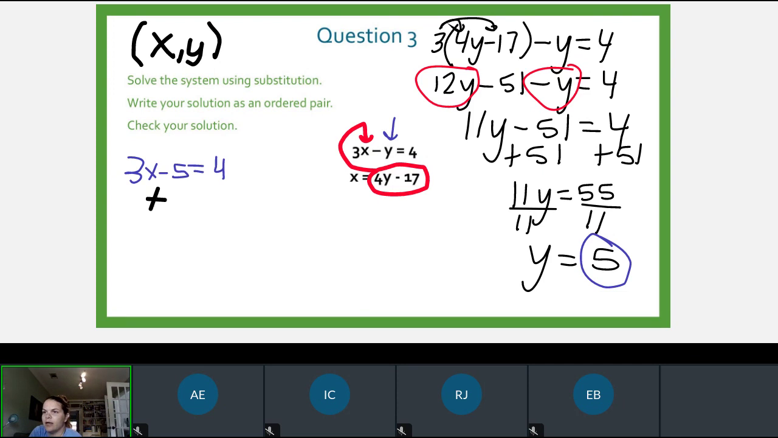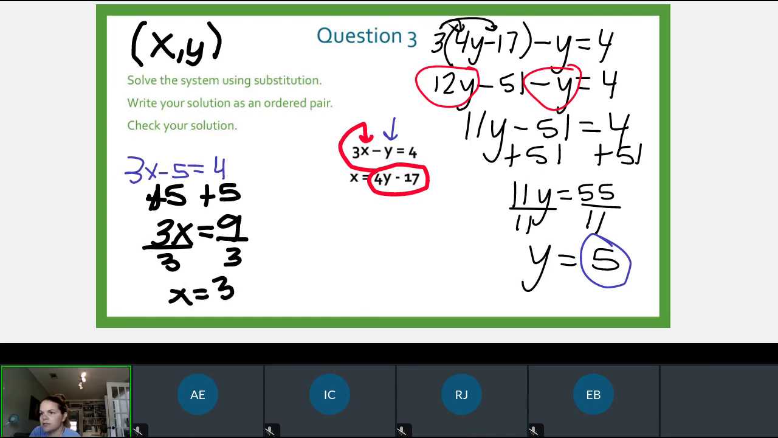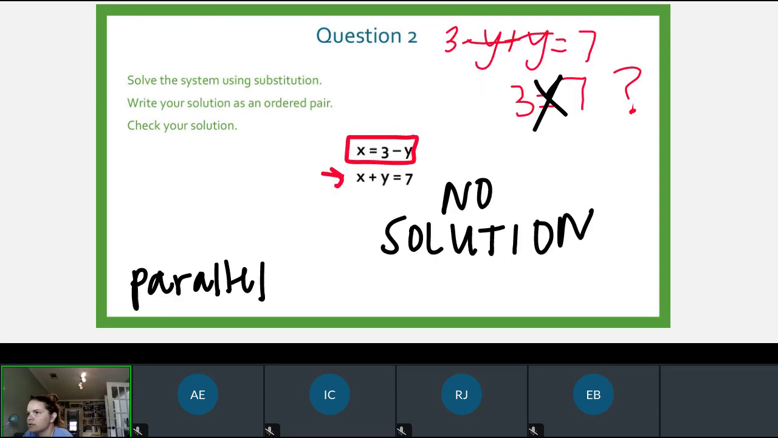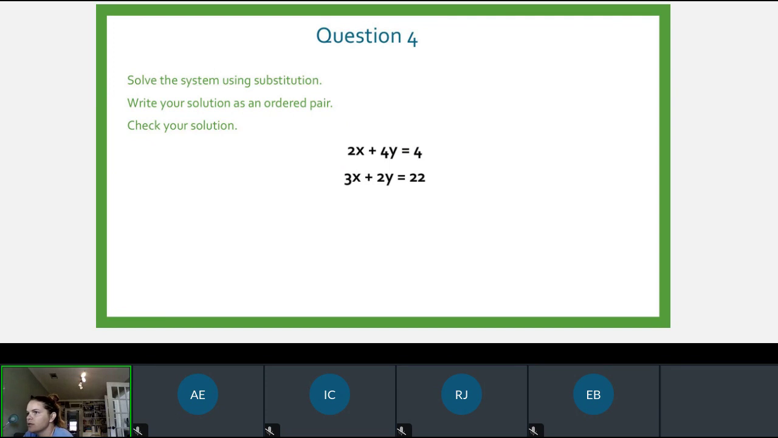All right, so we're going to add 5 to both sides. So we get 3x equals 9. Divide by 3. So x equals 3. So then our solution is (3, 5). All righty, let's do, whoops, we already did that one.